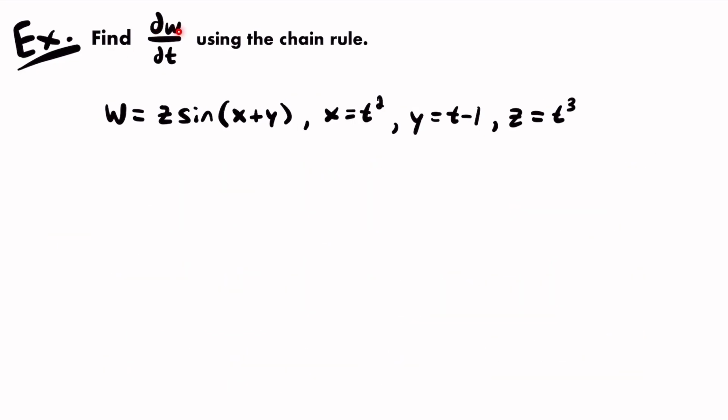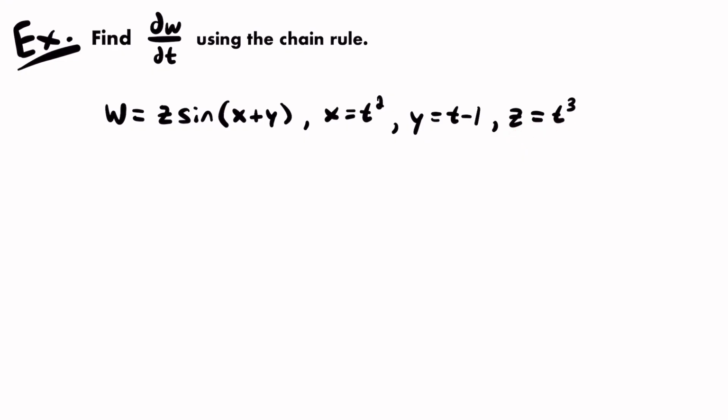Next up, we want to find dw/dt, or the derivative of w with respect to t, using the chain rule, and we are given w is equal to z times sine of x plus y, where x is equal to t squared, y is equal to t minus 1, and z is equal to t cubed.